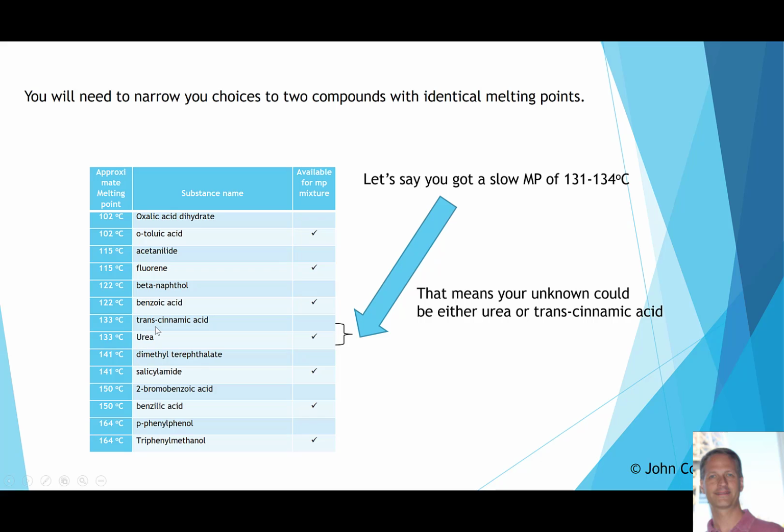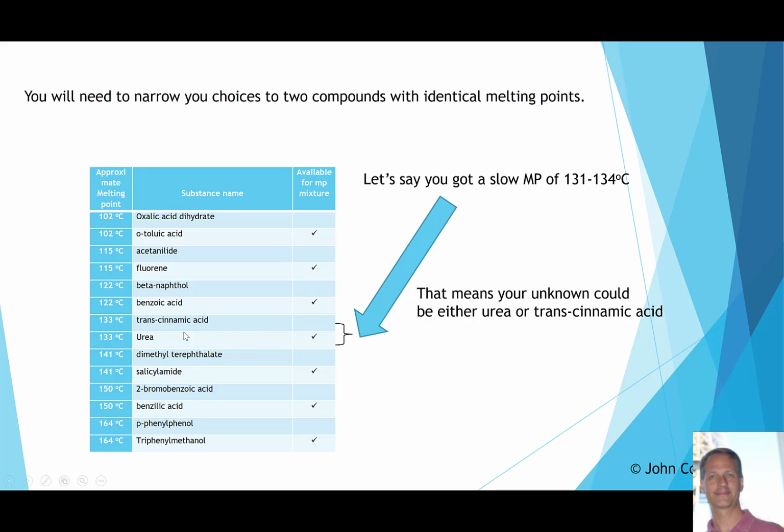Now, how do you determine which one of the two you have, right? Because they have identical melting points. Well, if you look over at the right-hand column, in every group of two, one of those compounds will be available for you in lab to do a mixed melting point with. So you've got this unknown, and you need to do a mixed melting point.